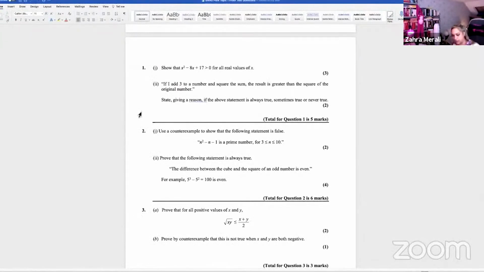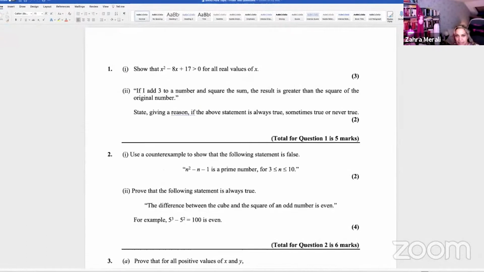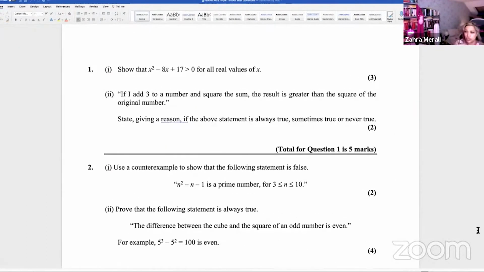So let's have a look at the first set of topic, which is the proof questions. Question 1 says you want to show that x squared minus 8x plus 17 is greater than 0 for all real values. Now, whenever you see a greater sign anywhere with a show that, your brain should go, complete the square, complete the square, complete the square. So let's complete the square, and that's going to prove it to us.